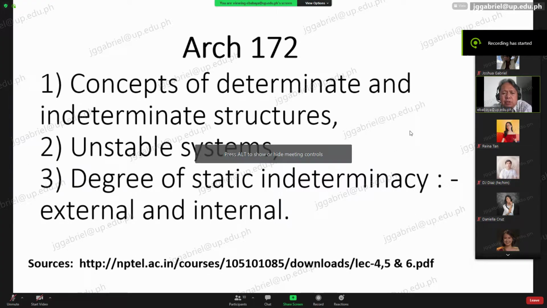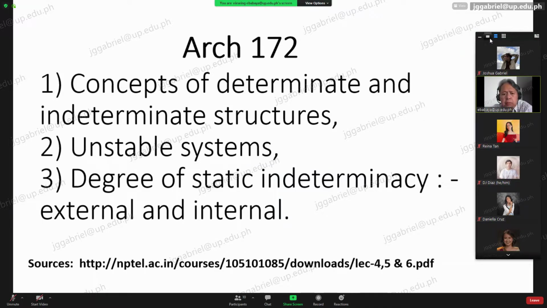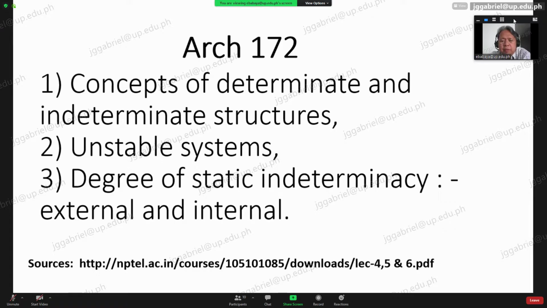PowerPoint presentations, no, dalawa. I haven't sent you those because I thought, since this wasn't discussed with you in your ARC 171, I better discuss it now because this is important. These are important concepts so that you can better appreciate yung mga susunod pa nating i-discuss, like yung three-moment equation method.